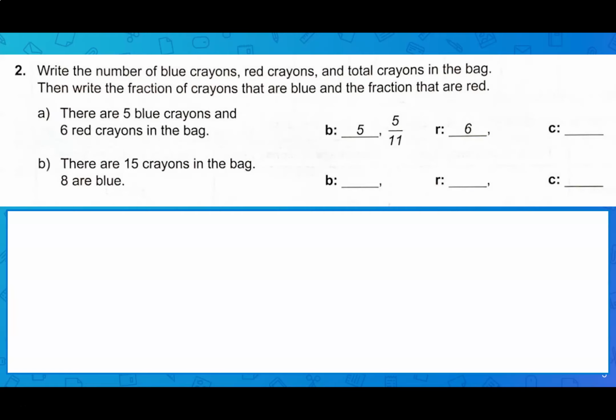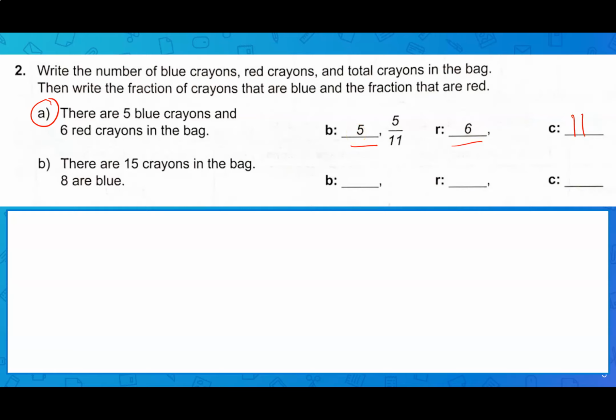Question 2 says, write the number of blue crayons, red crayons, and total crayons in the bag. Then write the fraction of crayons that are blue and the fraction that are red. So this is very similar to question 1, except now we are also representing blue and red crayons with a fraction. So part A has been started for us. Let's finish that one together. There are 5 blue crayons and 6 red crayons in the bag. So 5 plus 6 is 11. The total number of crayons is 11.